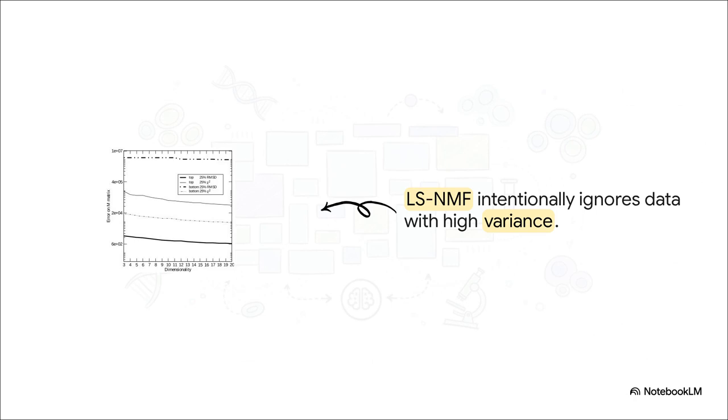This chart reveals the surprising genius of LS NMF. Look closely at the dashed line labeled bottom 25% RMSD. That line represents the absolute worst, most imprecise data points in the entire set. Notice how that line is basically flat? The error for those sketchy clues doesn't improve at all as the algorithm gets more complex. Why? Because LS NMF is intentionally ignoring them. It looks at the high variance, says, yeah, I can't trust this, and focuses all its computational energy on fitting the reliable data instead. It's a feature, not a bug.